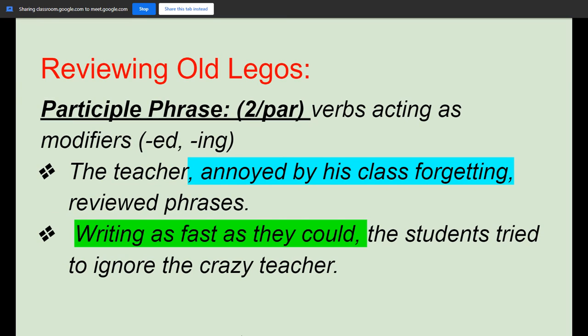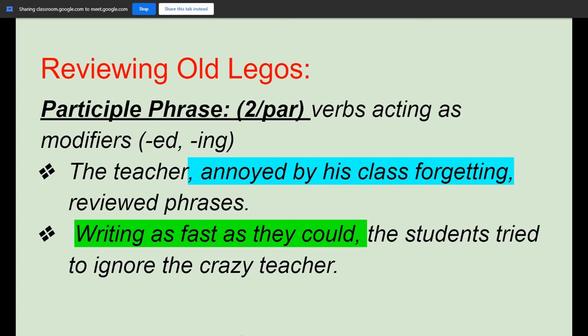Then we have the participle phrase. You don't want to have too many participle phrases. 1 or 2 per paragraph is plenty. Okay, 2 per paragraph is probably kind of the high end of how much you should have. So when you look at participle phrases, it's when you have those action words, those verbs, but they're modifying. They're acting like they're adjectives or adverbs.